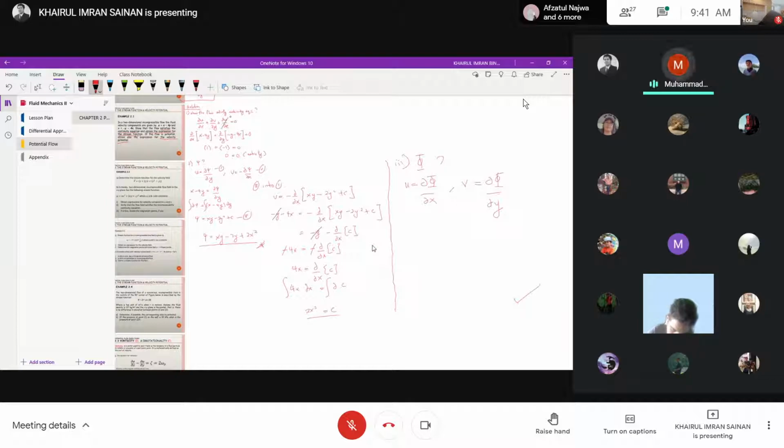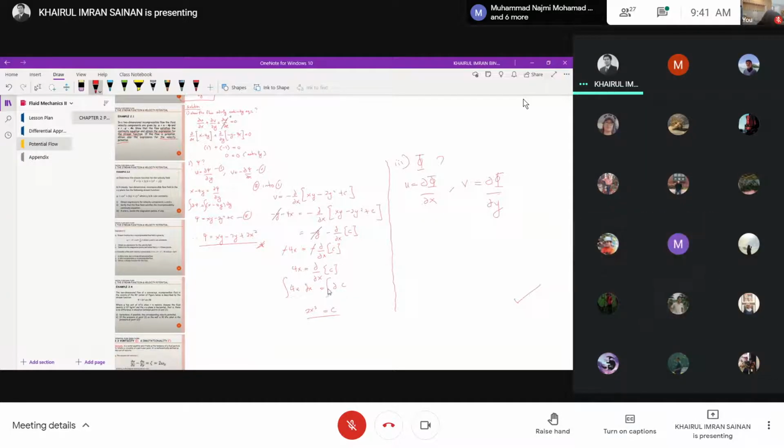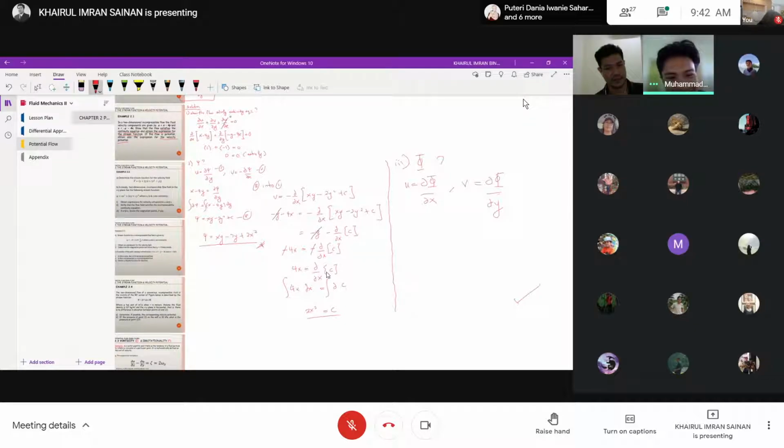So in our calculation, we cannot assume C as constant, sir, right? C as constant, what do you mean? Because if C is a constant, then if we differentiate C with respect to x, we would get 0, right, sir? Which one? This one? Usually when we differentiate a constant, we get zero.